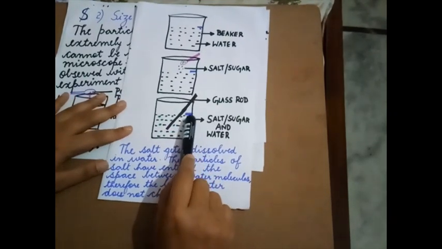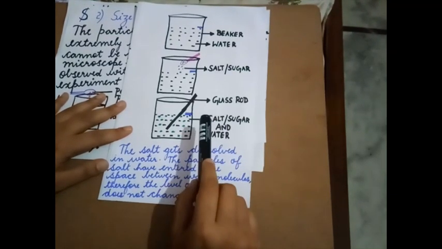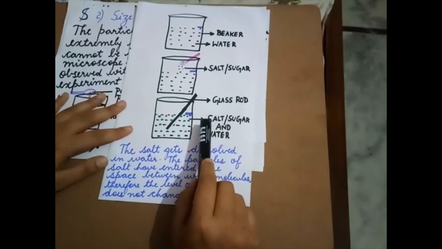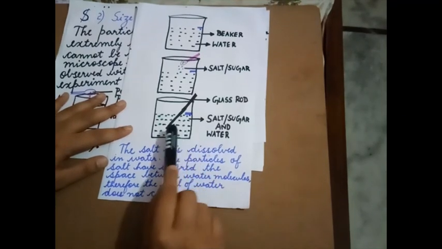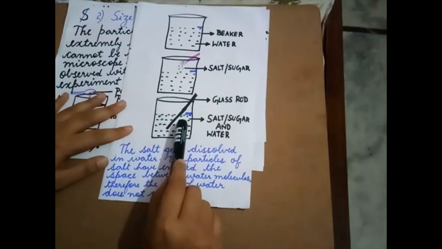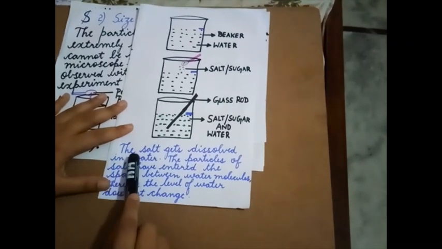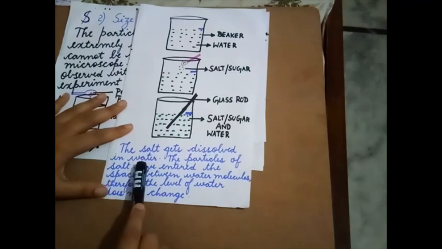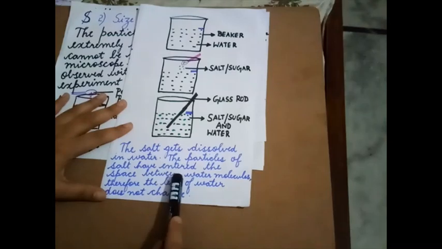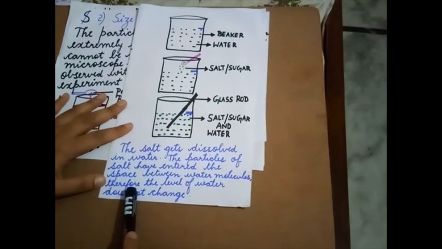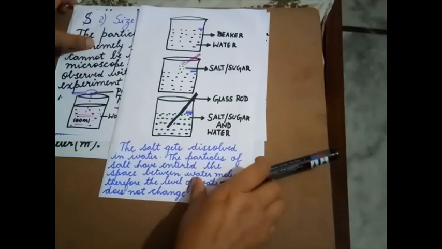The water level will not change because the salt or sugar has broken down into its small particles, as well as they have occupied the space between the water molecules. The salt gets dissolved in water and the particles of salt have entered the space between water molecules. Therefore, the level of water does not change.